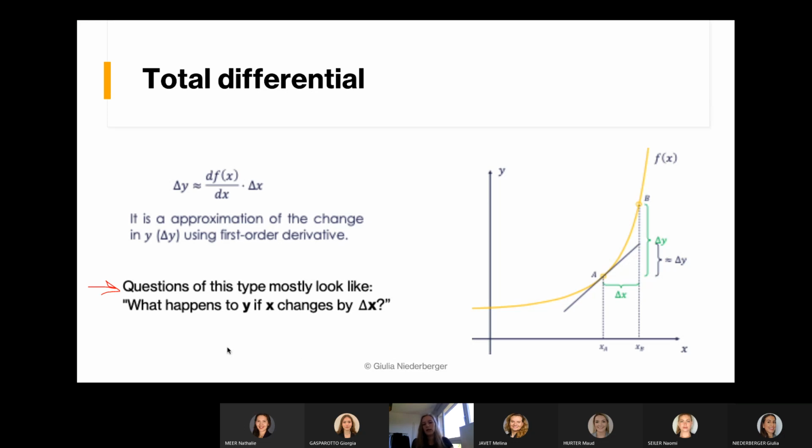And on the right, you can see that it's just an approximation. It's not the exact value. As you can see, the exact value would be here, and this is our approximation. So the more the function is changing and the steeper the slope is, the less accurate it will be.